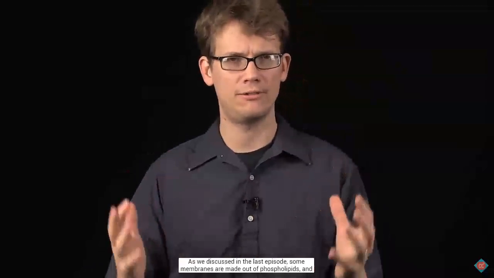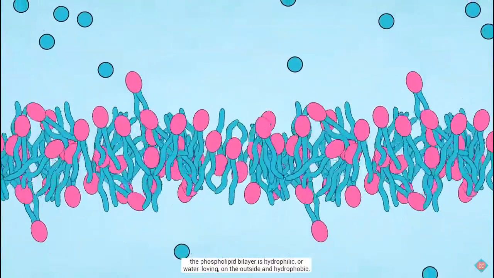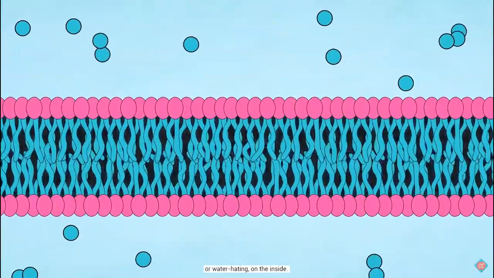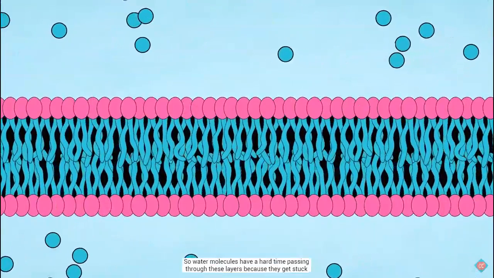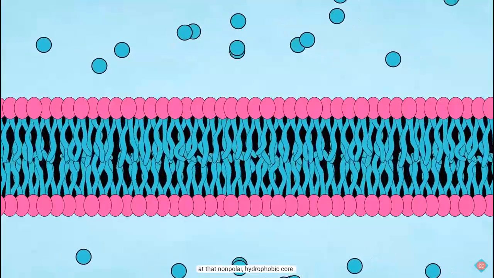As we discussed in the last episode, cell membranes are made out of phospholipids. And the phospholipid bilayer is hydrophilic, or water-loving, on the outside, and hydrophobic, or water-hating, on the inside. So water molecules have a hard time passing through these layers because they get stuck at the non-polar hydrophobic core.